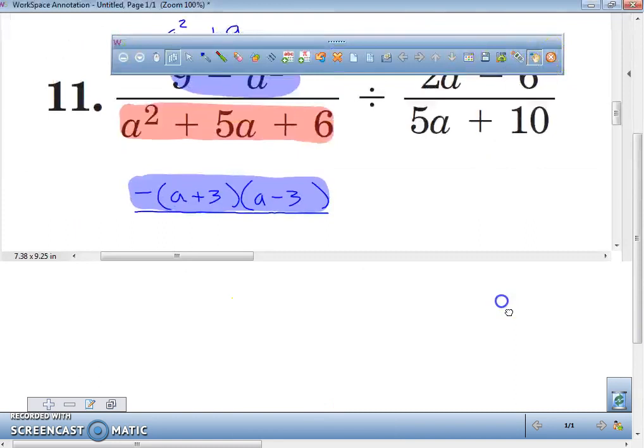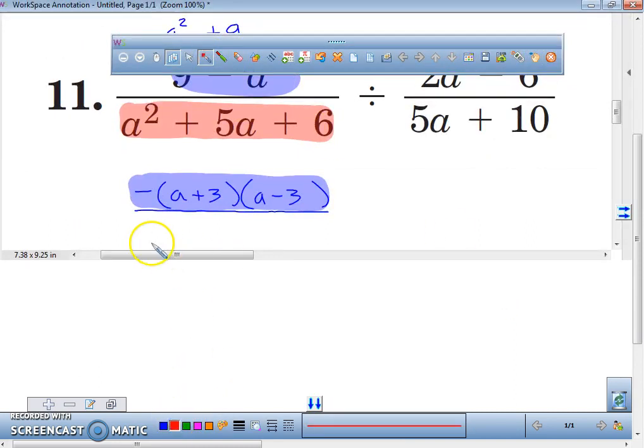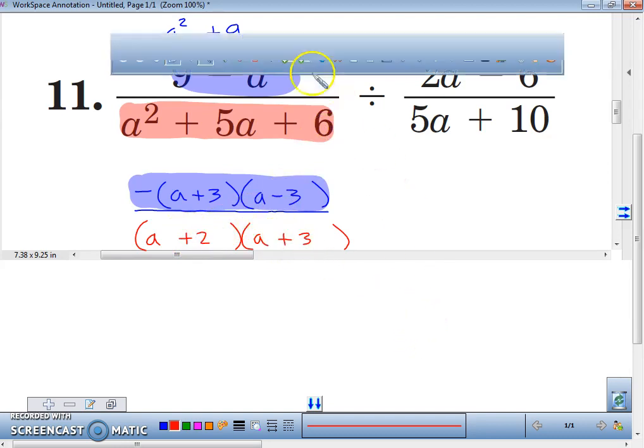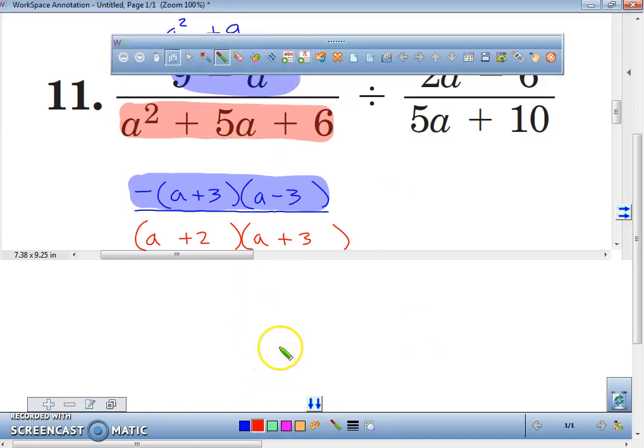Here we go. I got an a right here. I got an a right here. I'm looking for two numbers that add up to 5 but multiply together to equal 6. Put plus 2 and put plus 3. And that is the bottom, completely factored. Two numbers that add up to the middle and multiply together to equal the last.